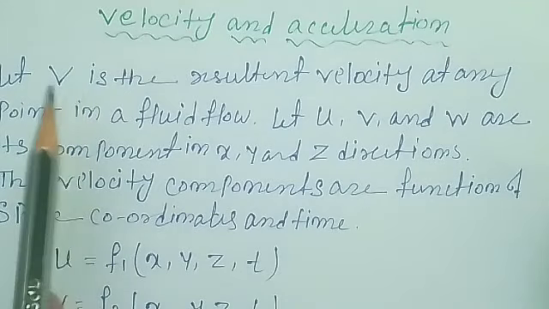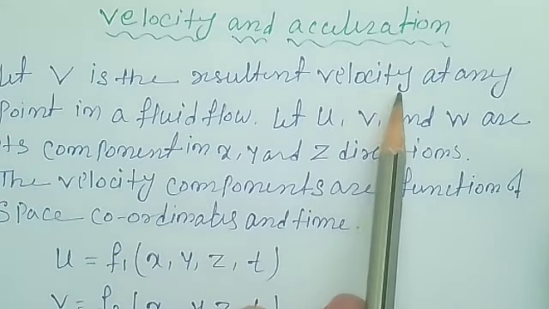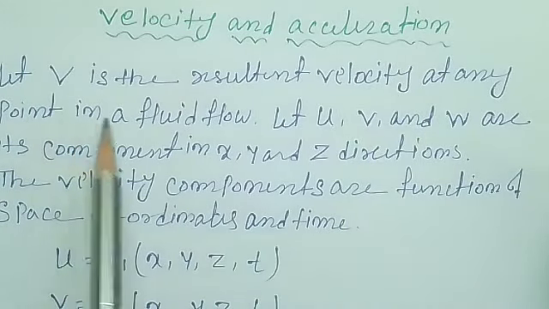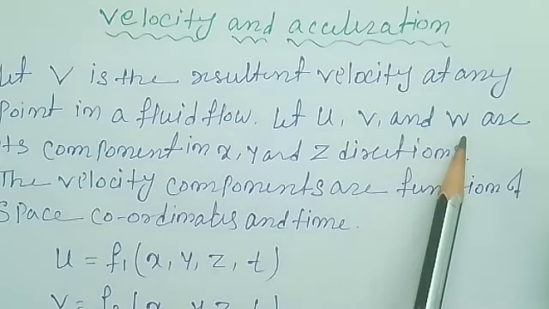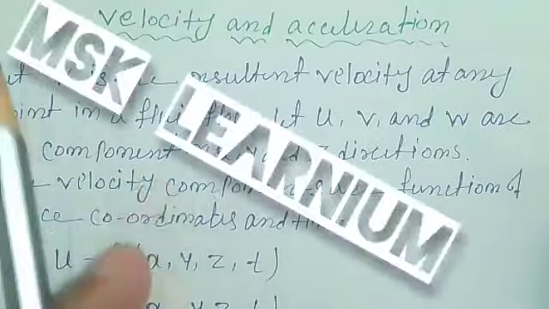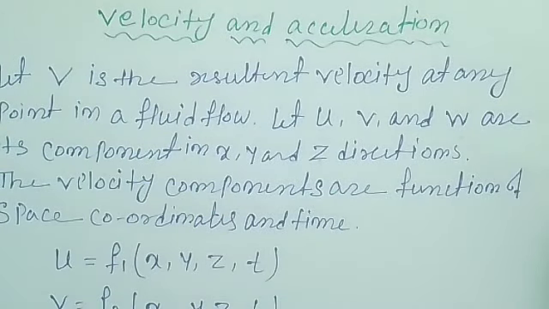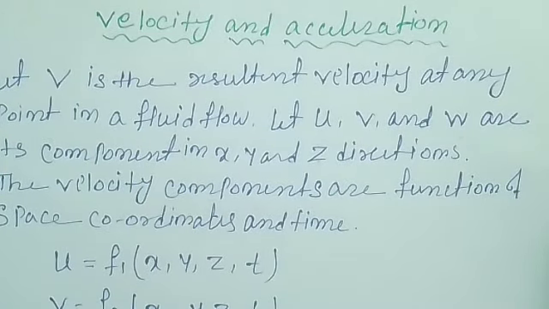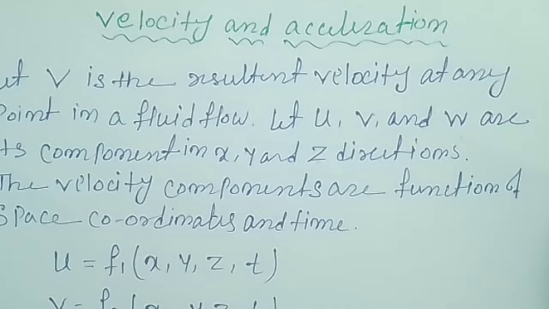Here, let v be the resultant velocity at any point in a fluid flow. Let u, v and w be its components in the x, y and z directions. So v is the resultant velocity, which means we are going to express it in vector form. As you know, velocity and acceleration are both vector quantities. The velocity components are functions of space coordinates and time, which means the velocity is a function of position as well as time.